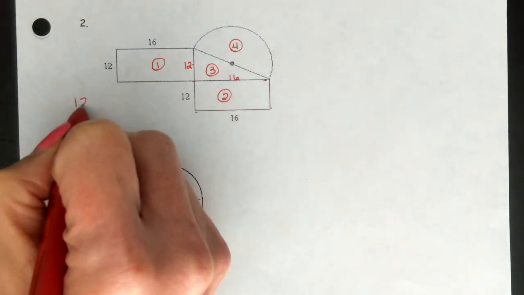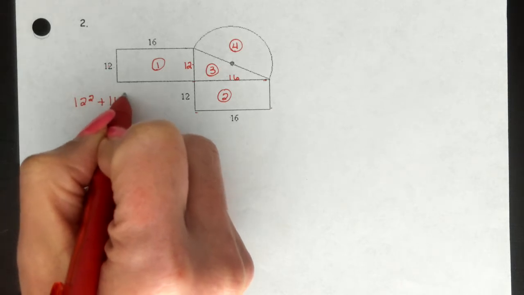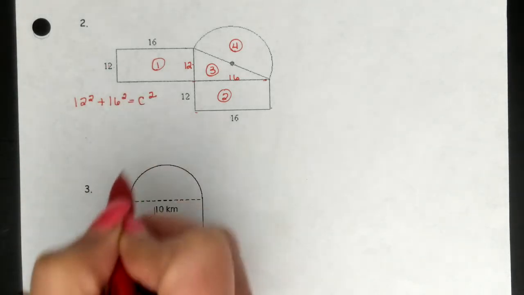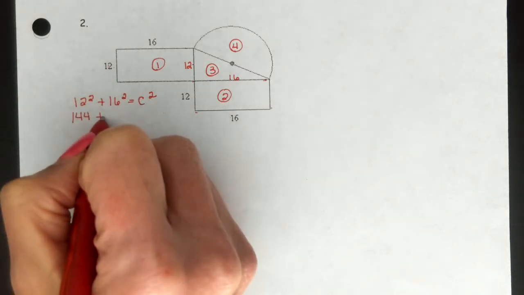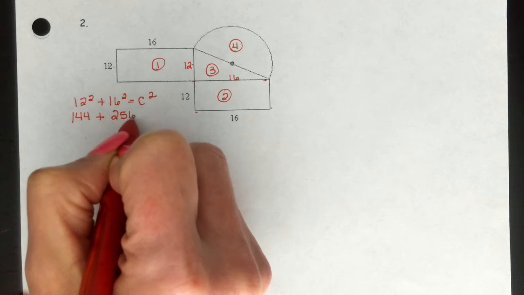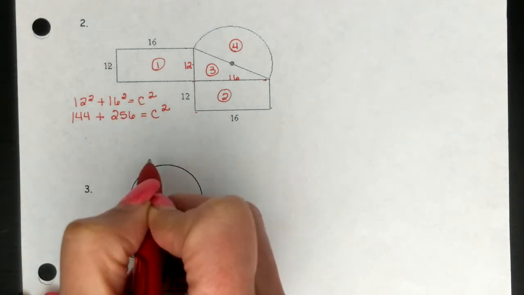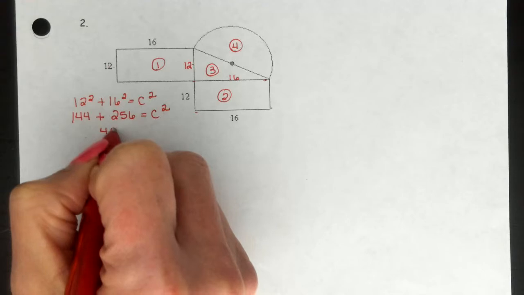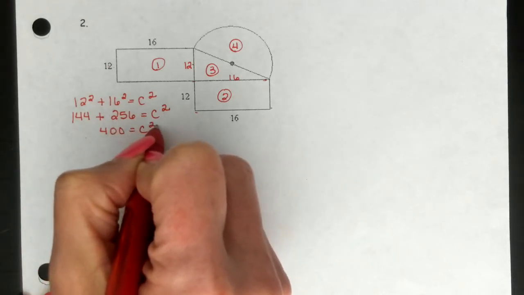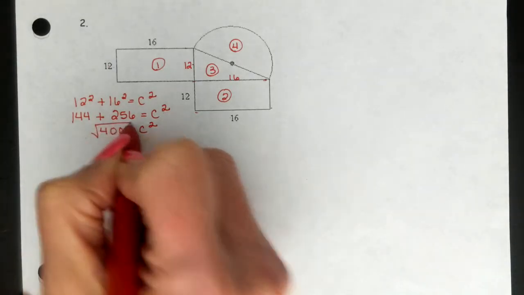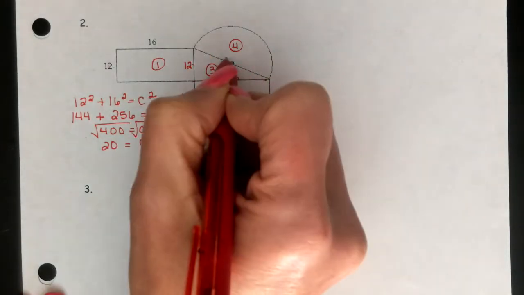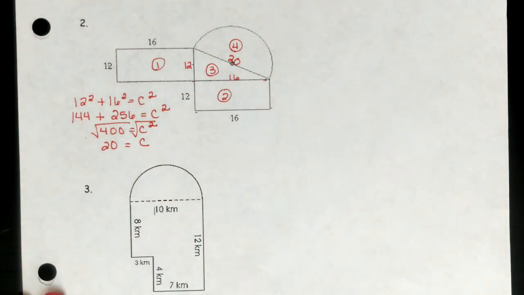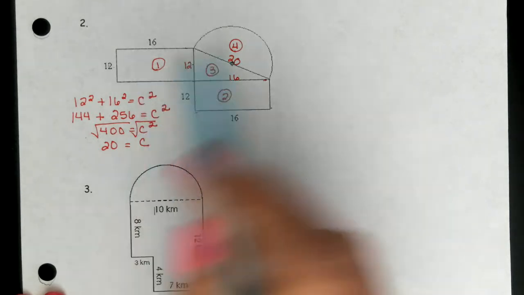So I've got 12 squared plus 16 squared equals c squared. That's going to be 144 plus 256 equals c squared. So that's going to be 400 equals c squared. I have to take my square root because I just need c, and that's going to be 20. So I know now that this is 20. So I have everything that I need in order to find all the different areas. And I'm going to start with number 1.